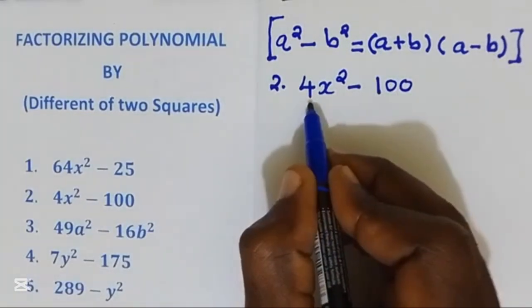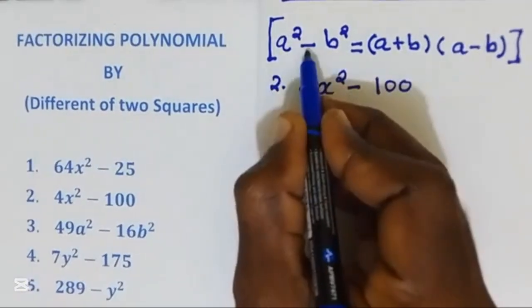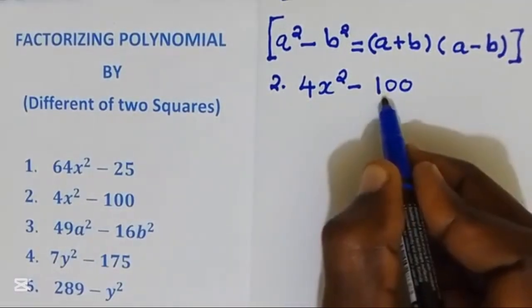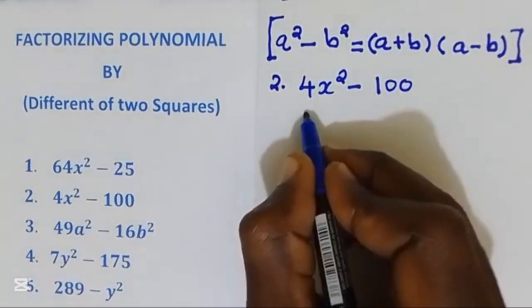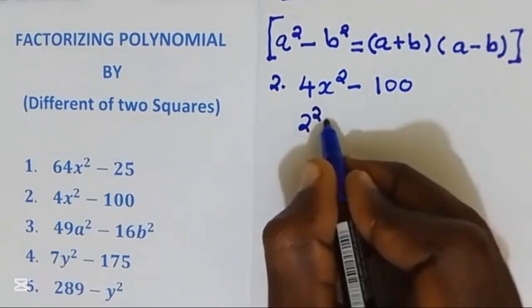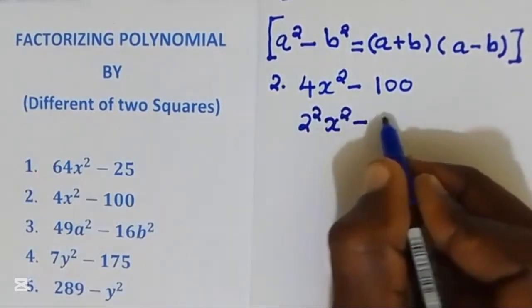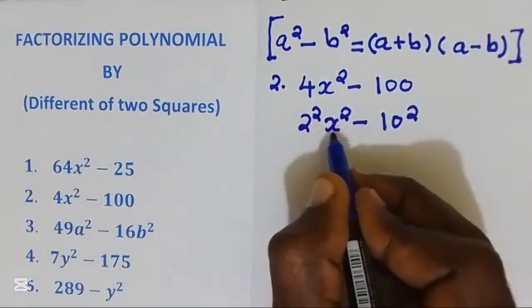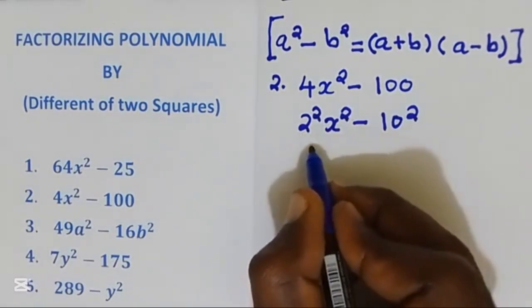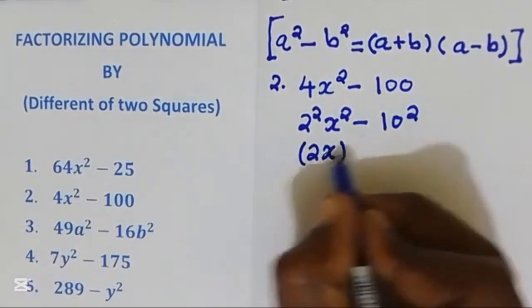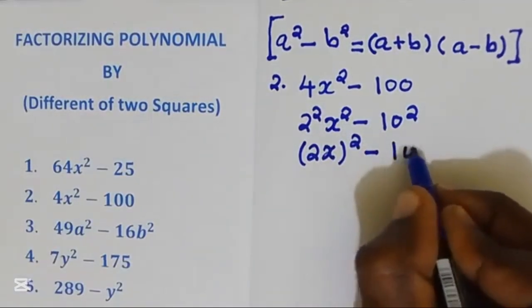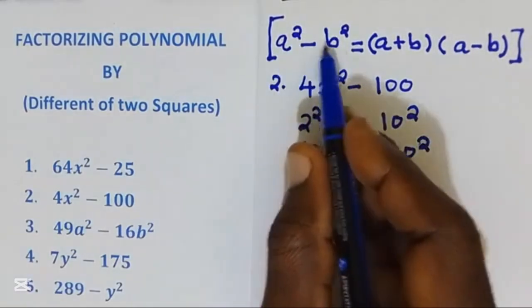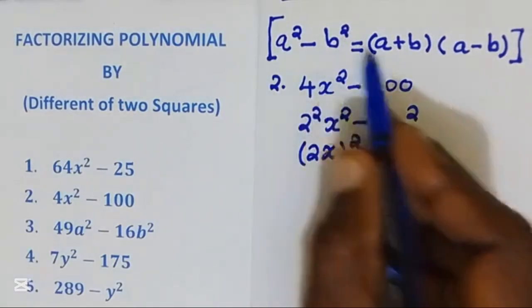The first thing, we are going to put it in the form of a square minus b square. 4 is the same as 2 square, and 100 is 10 square. We have 2 square x square minus 10 square. We can combine 2 square x square to the same power. That is going to be 2x square minus 10 square. This is already in the form of a square minus b square, so we can apply it to factorize.